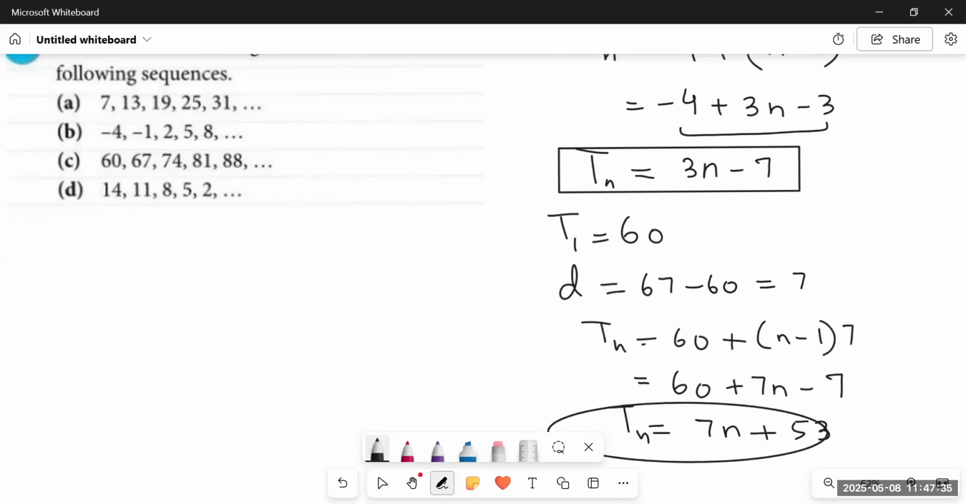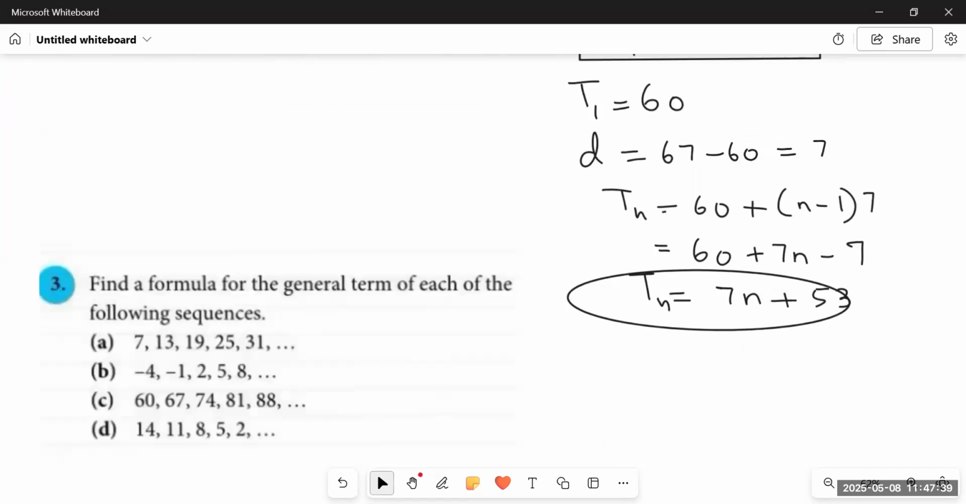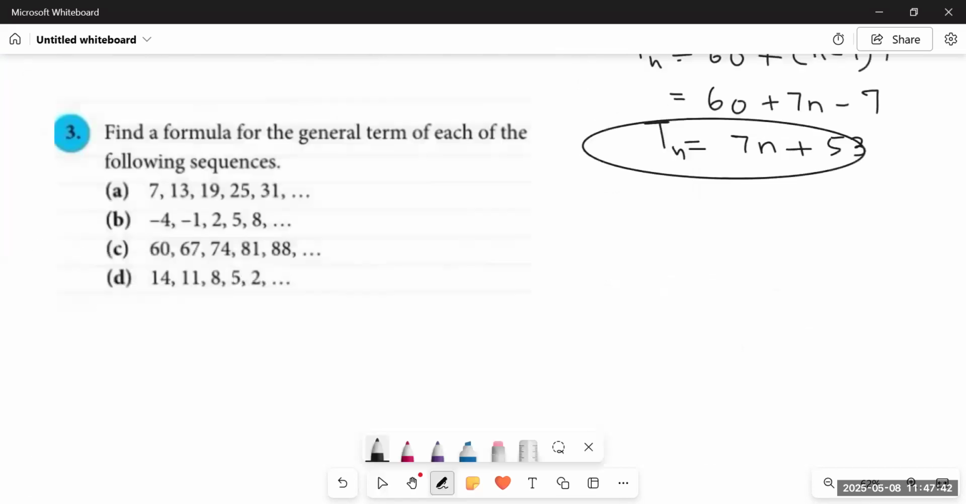Right, students? Okay, after that, what we have to do? We have to find the nth term for the last one. That is 14. T1 is equal to 14 over here. And the common difference between them is 11 minus 14. Do not do 14 minus 11.